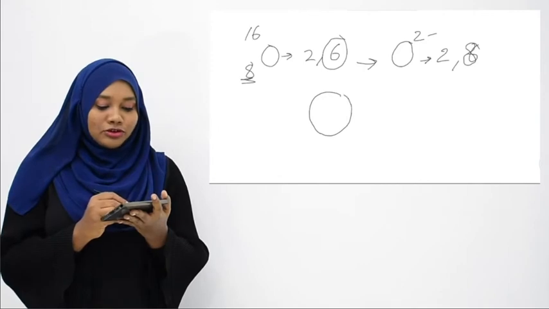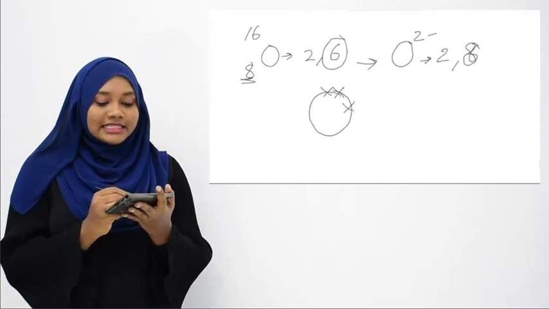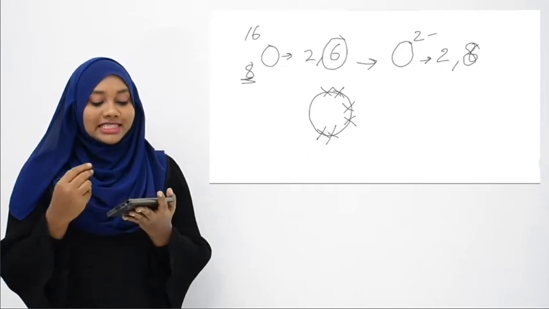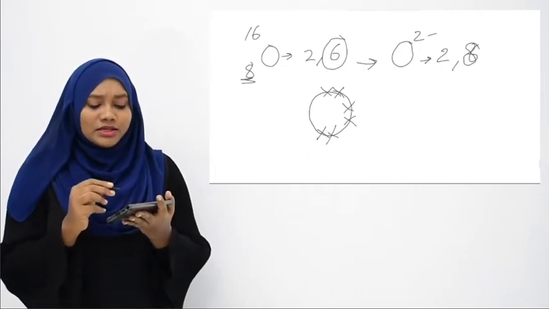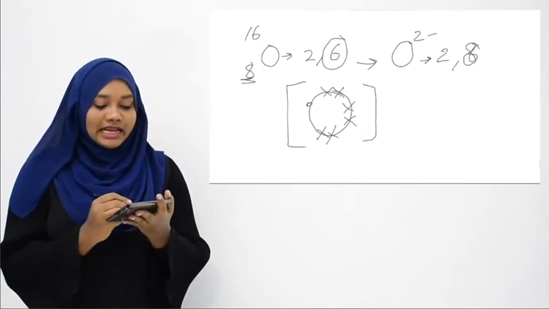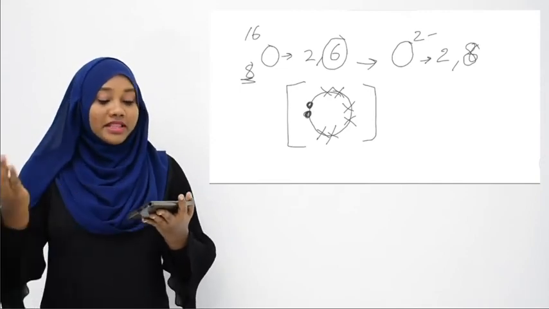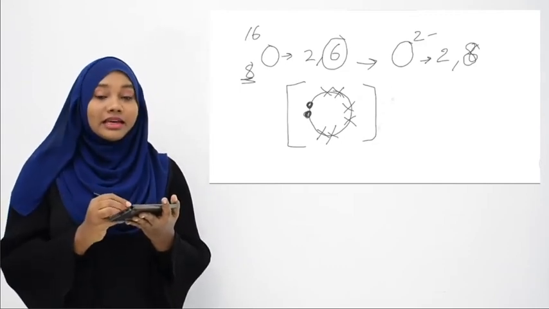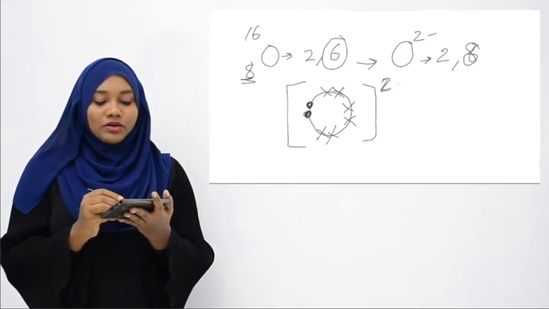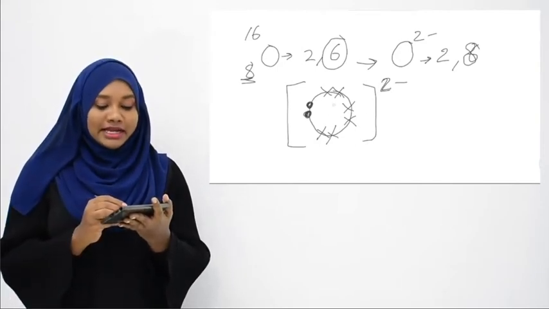First you need to draw an empty shell, and in that shell you can draw 6 electrons. So these crosses represent the electrons. Now oxygen, when it gains 2 electrons, it forms the ion, right? So these dots represent 2 electrons from another atom that are gained by oxygen. Okay? So the oxygen ion has a charge of 2-, the ion of oxygen 2-, right?